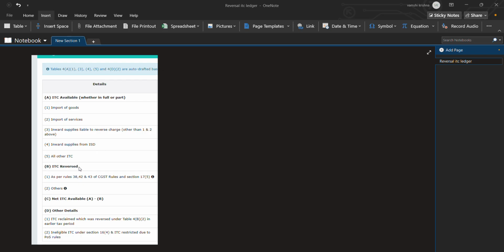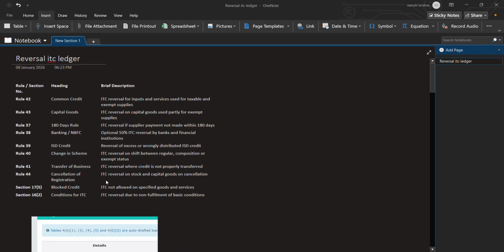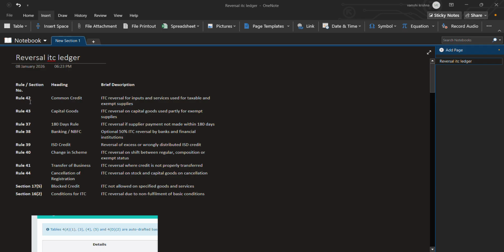Now, if we come to reversal, as per rules 38, 42, 43, etc., these rules are there, right? Let's go to the first rule. In case of rule 42, it's a reversal of input and services for taxable and exempt service. In this case, we have both taxable supplies and exempt supplies, and we can claim only for taxable supplies, wholly for taxable supplies.